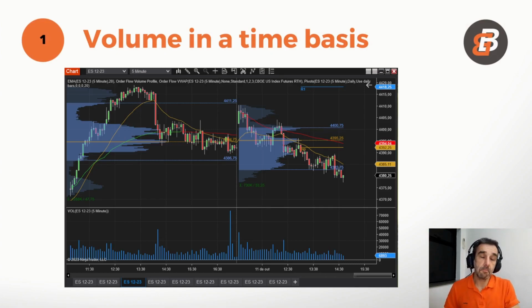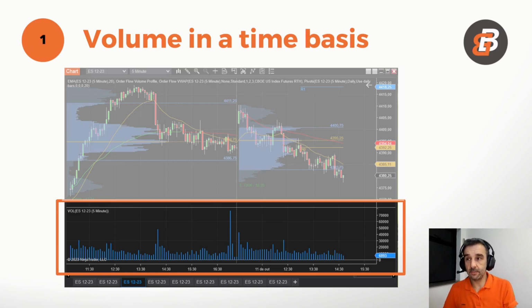First, and maybe the most used way of displaying the volume, is on the horizontal axis, such as in this chart, where each bar of volume represents one candle. It's related to one candle, okay?